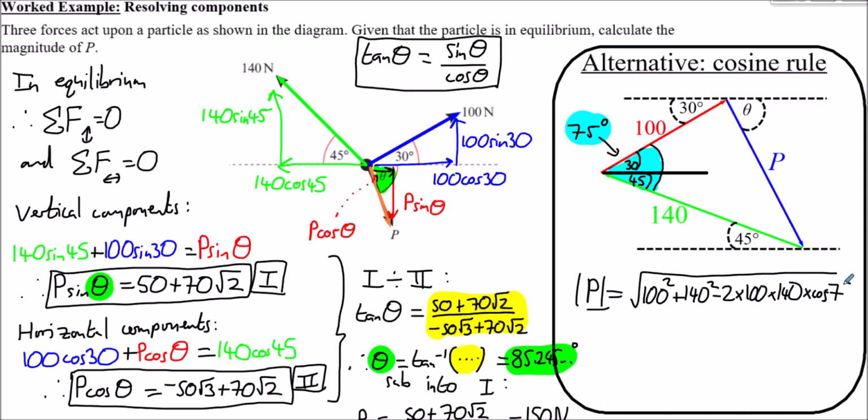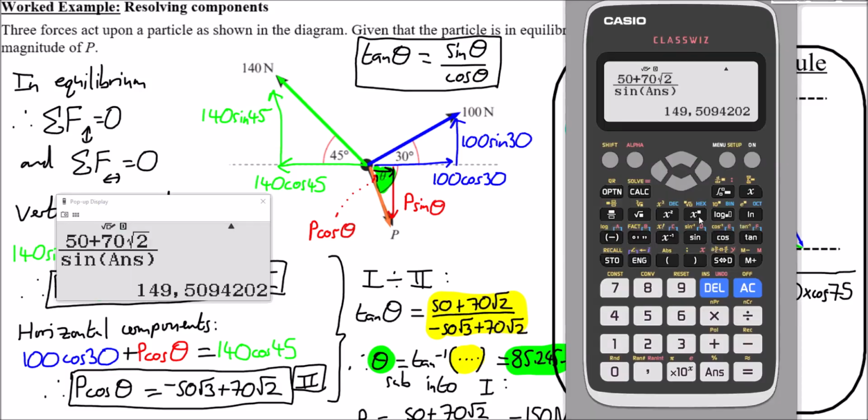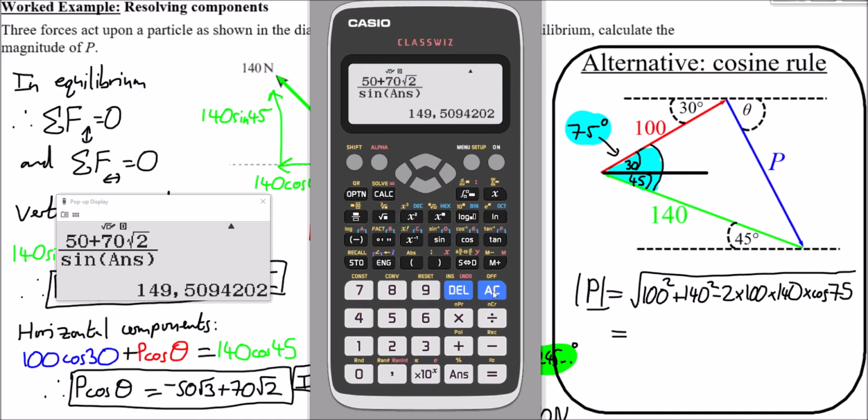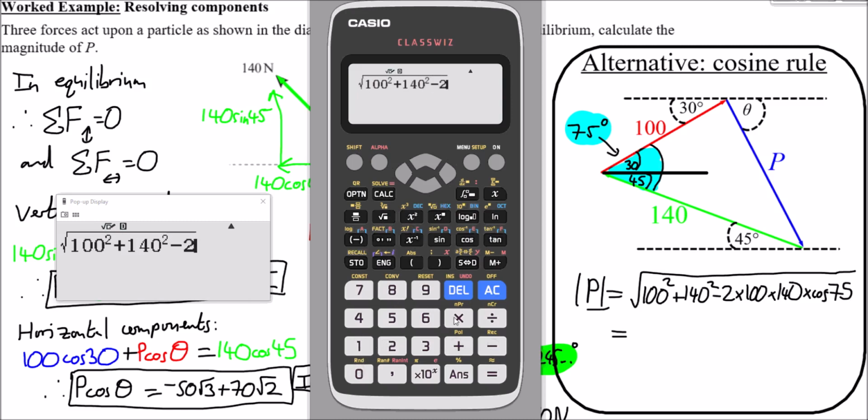In this particular case, it just so happens that the cosine rule works very nicely. It won't always, far from it. So again, if we calculate this here, square root of 100 squared plus 140 squared minus 2 times 100 times 140 times cos 75, close brackets. Again, you get exactly the same figure. So again, rounded to 3 sig figs, it's 150 newtons.